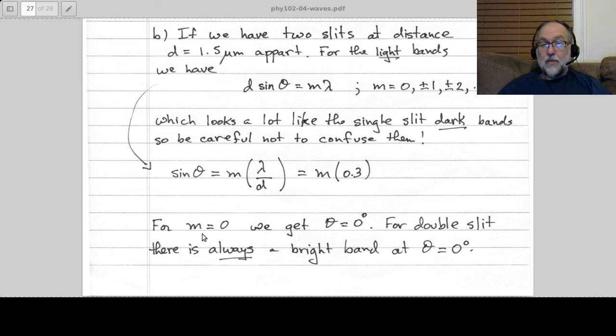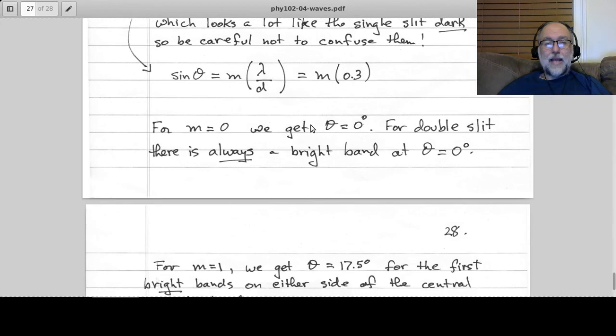Okay, so for M equals 0, you get sine theta is equal to 0, and that means that theta is equal to 0. And that always happens. The center is always going to be bright for double slit. Okay, so for two slits, you're always going to have M equals 0, sine of theta is equal to 0, so theta must equal 0. Okay. What about the next one?